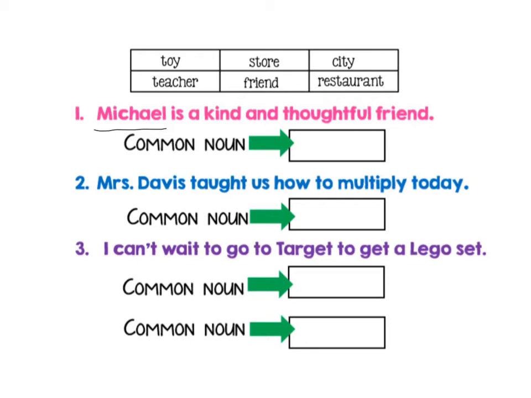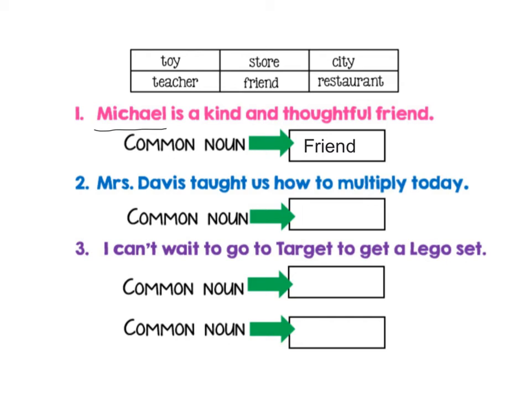Now we need to think about what common noun Michael is referring to. Remember to use the word bank up top as you're thinking about the common nouns. The common noun that Michael is referring to is friend. Please write the word friend underneath the line where you have the sentence, Michael is a kind and thoughtful friend. Please continue with doing sentences number 2 and 3. Pause the video while you work on these 2 sentences.